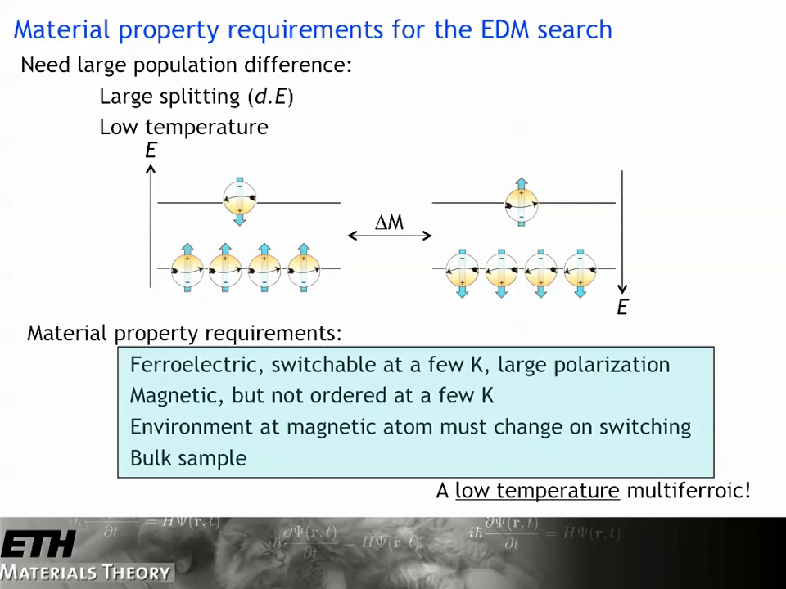It has to not be ordered at a few Kelvin for two reasons. One, the electrons need to be able to respond. But also, if it were magnetically ordered, then one would have the conventional magnetoelectric responses that I just talked about. So it has to not be multiferroic. It has to be a very good ferroelectric. It has to be magnetic, but not magnetically ordered.